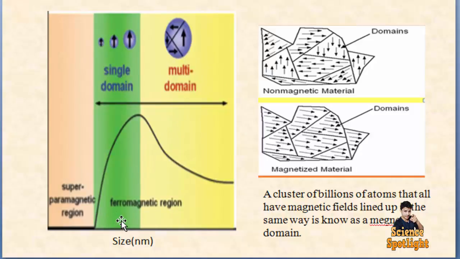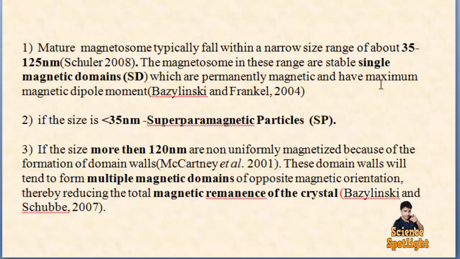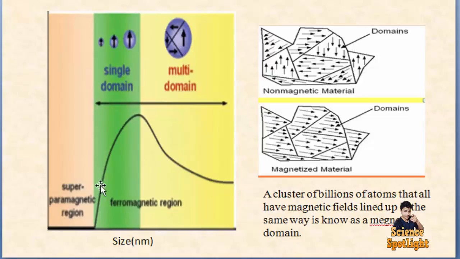As I already told, if the size is within the range of 35 to 125 nanometers, they are called permanently magnetic. If the size is less than 35 nanometers, they are called superparamagnetic because they don't have any net magnetic dipole moment. And if the size is more than 125 nanometers, the net moment is lost due to formation of multi-domain walls. Here you can see the multi-domain walls.